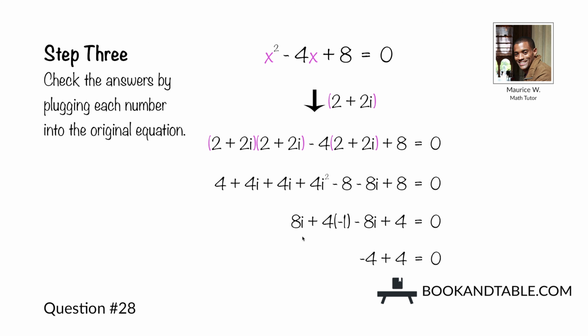4i and 4i give you 8i. And we have negative 8i. So these two wind up canceling each other out, leaving us with 4 minus 8, which is negative 4, plus 8 would give us positive 4. And we have 4 times i squared, which is 4 times negative 1, which is negative 4, plus 4. And when we combine these two, we get 0. So 0 is equal to 0 confirms that x also equals 2 plus 2i.